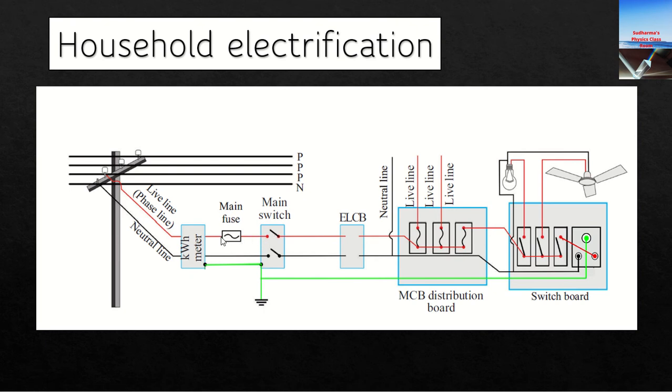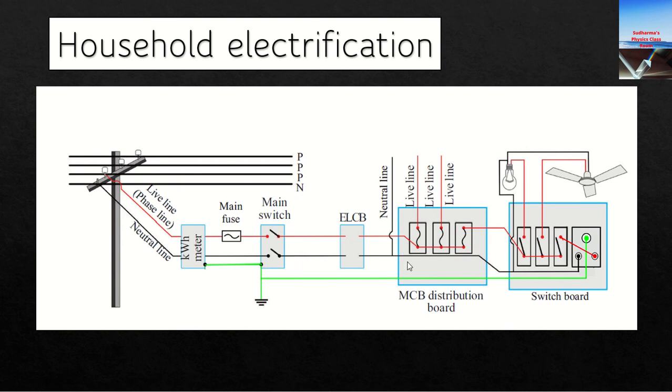So remember, the live wire has to be connected to the fuse. We cannot connect the fuse wire to the neutral wire. It's not like we cannot connect, we can connect, but there is no use if you connect the fuse wire to the neutral wire. So important thing, live wire has to be always connected to the fuse. Then it goes to the ELCB. I will be explaining what this is after some time. Okay, so this is again a safety device.